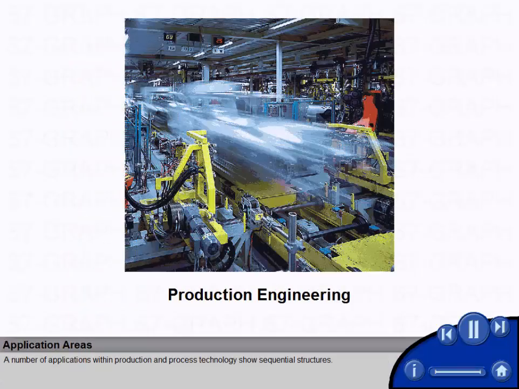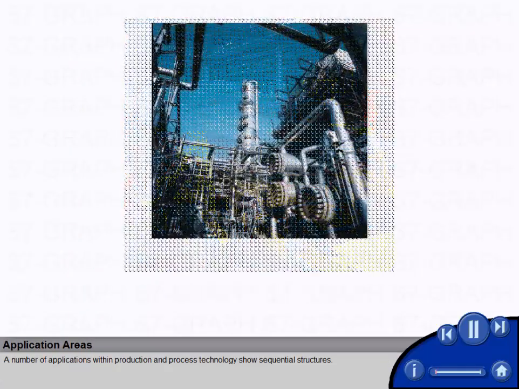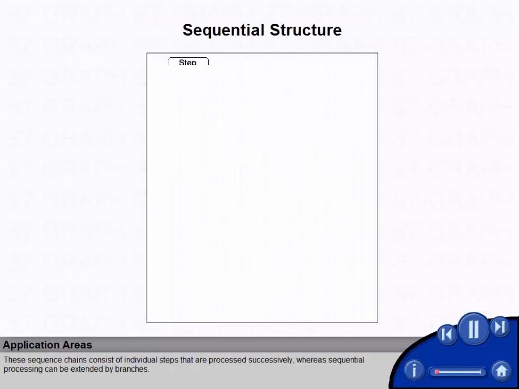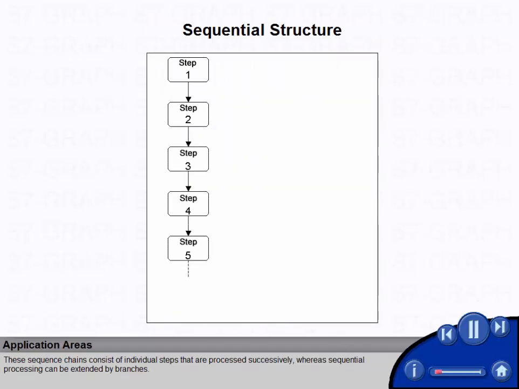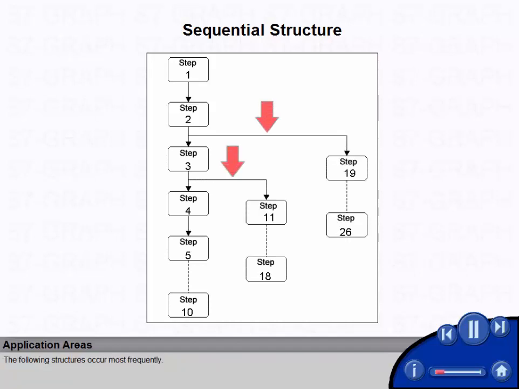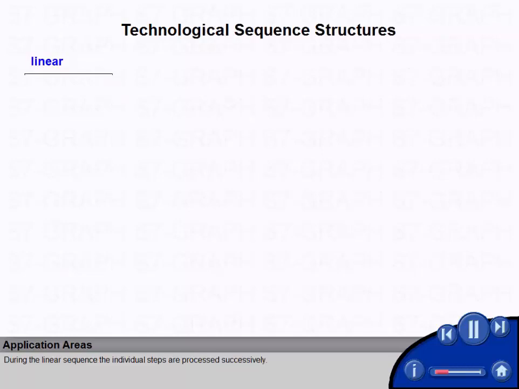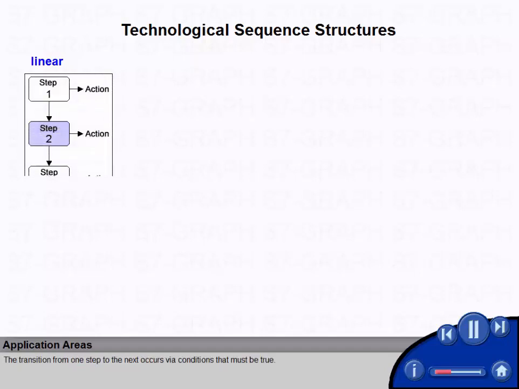A number of applications within production and process technology show sequential structures. These sequence chains consist of individual steps that are processed successively, whereas sequential processing can be extended by branches. The following structures occur most frequently. During the linear sequence, the individual steps are processed successively. One step may contain different actions. The transition from one step to the next occurs via conditions that must be true.